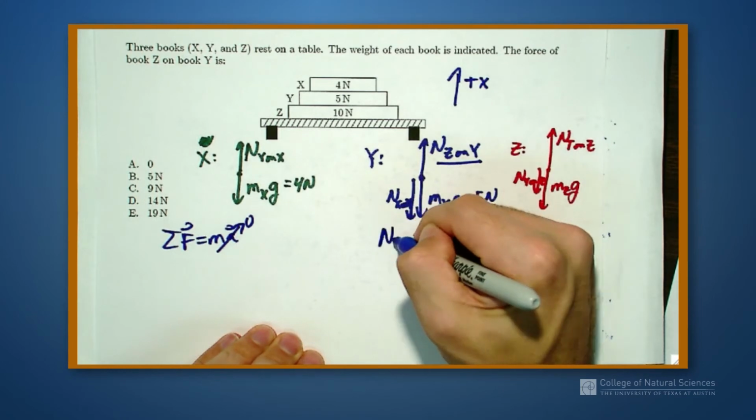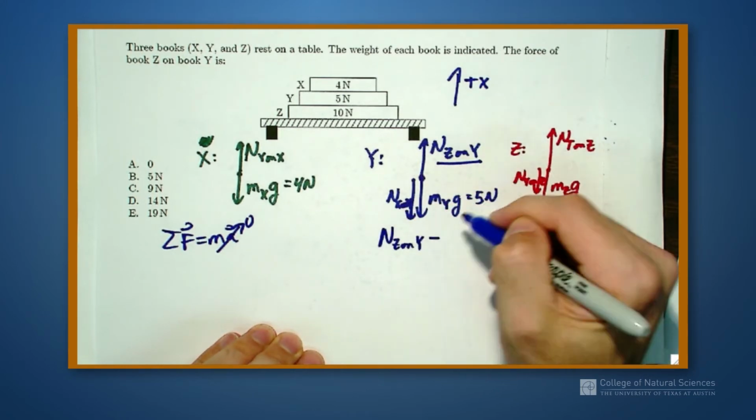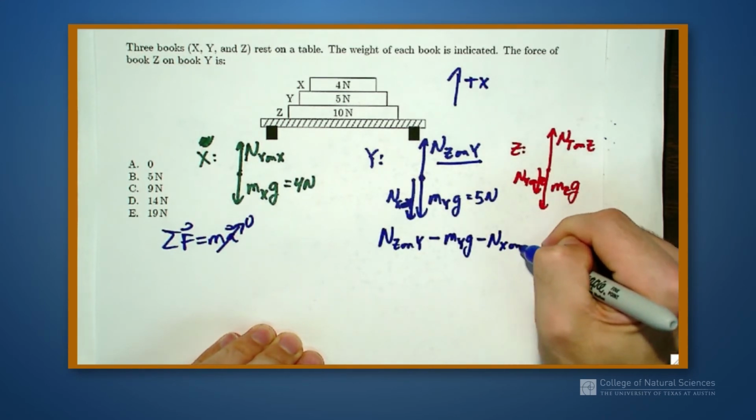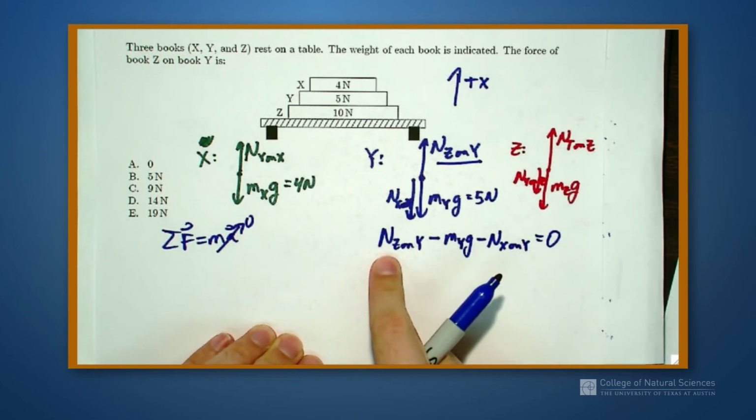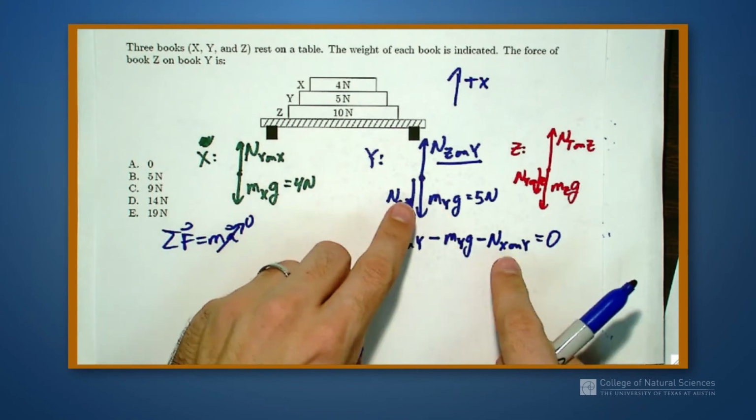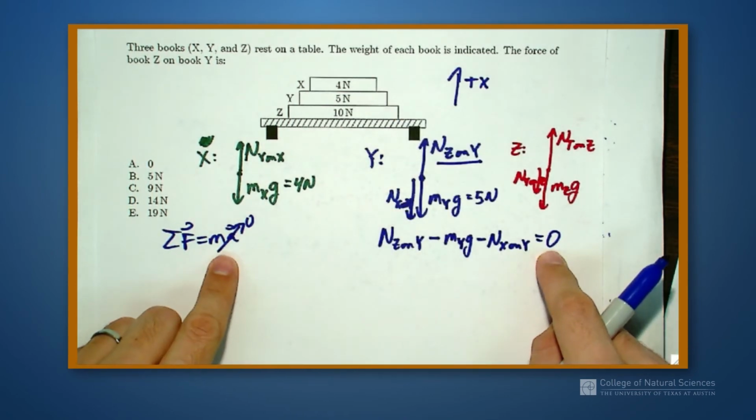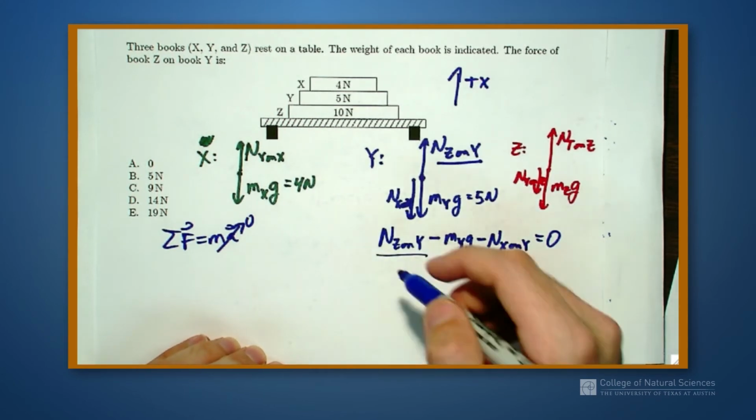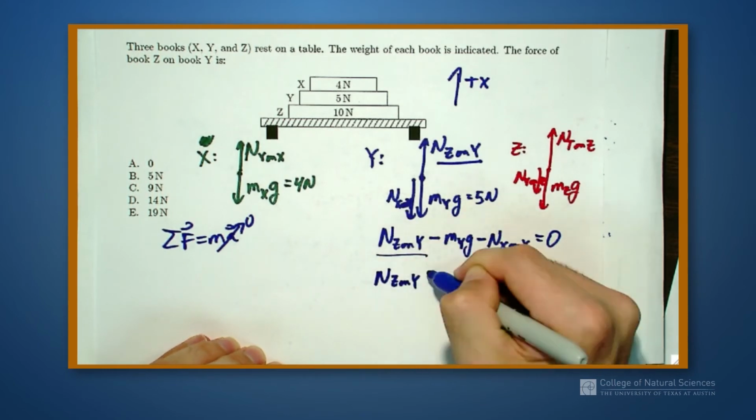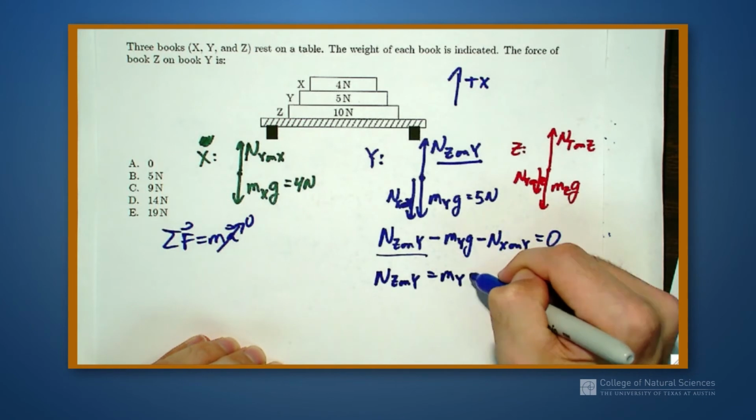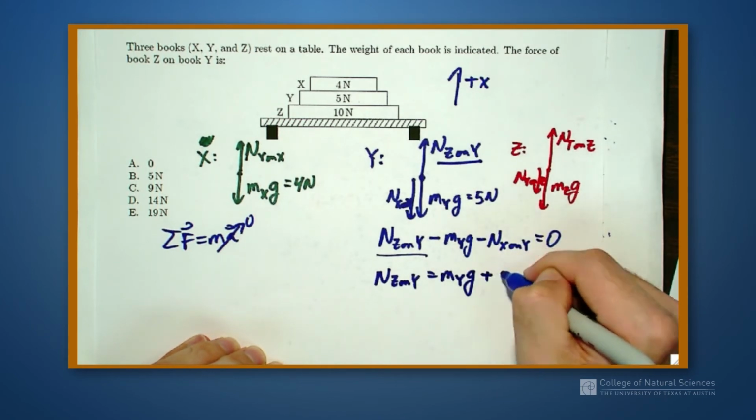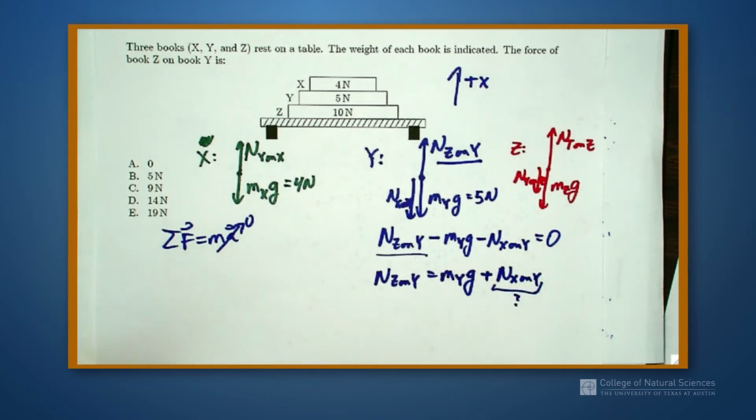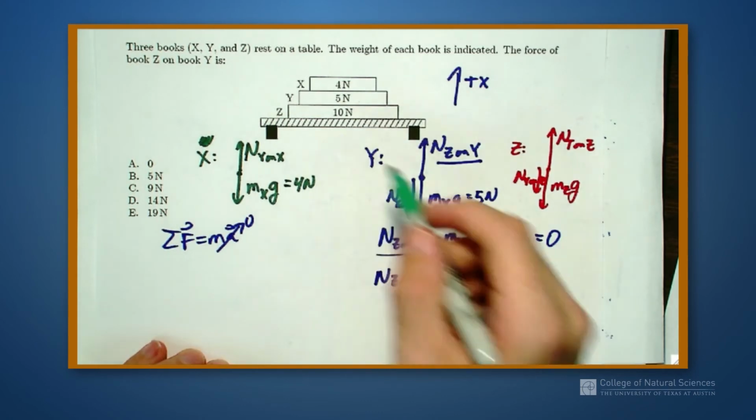So it just says N_Z on Y minus m_y g minus N_X on Y has to be equal to 0. Force up, downward force of weight, downward force of the book above it, gives us 0 acceleration. So all I have to do is solve for that value, and I'm done. Well, N_Z on Y is equal to m_y g plus the normal of X on Y. Well, I don't know what this is, but I do know that I have this is N_X on Y.